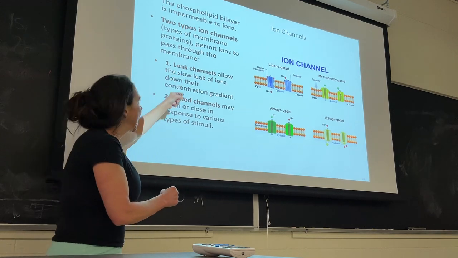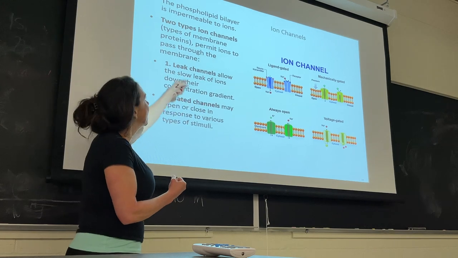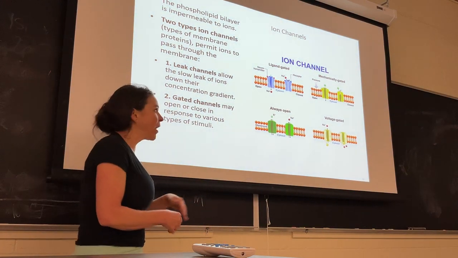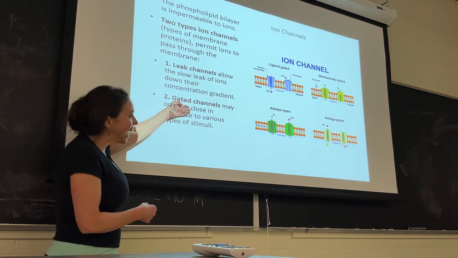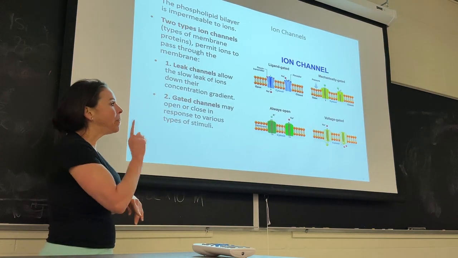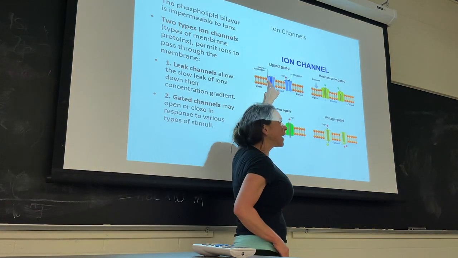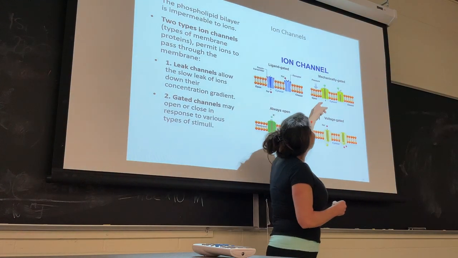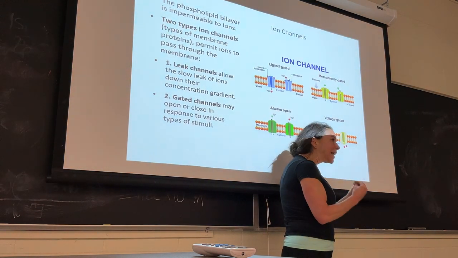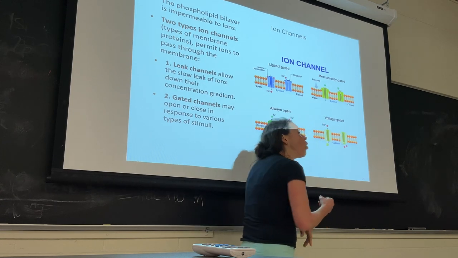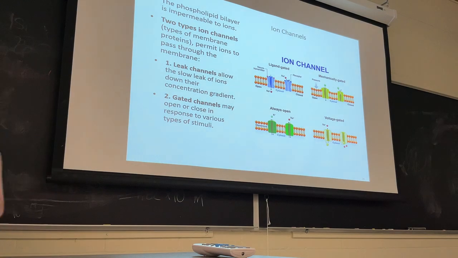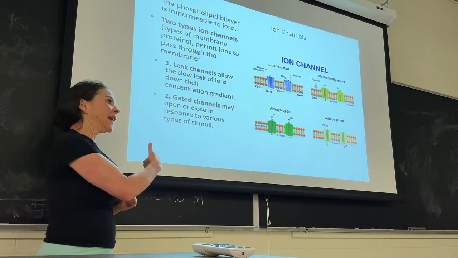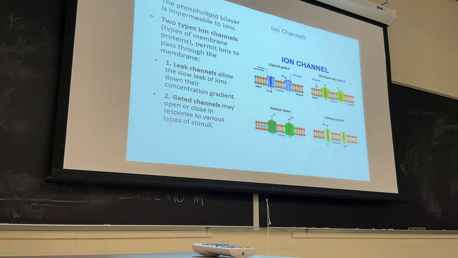Again, the two main channels that I want you to understand. Leak channels are always open. Those ions will flow due to their concentration gradient from high to low. Gated channels, on the other hand, open and close based upon certain stimulus, whether it's ligand, meaning some type of molecule attaches to their receptor, opening them, or mechanically gated, where they open based upon some type of mechanical force, and voltage gated, meaning they open based upon some type of electrical stimulus. Any questions on the types of gated channels? Because we're going to hear these terms again when we start talking about muscle contraction.